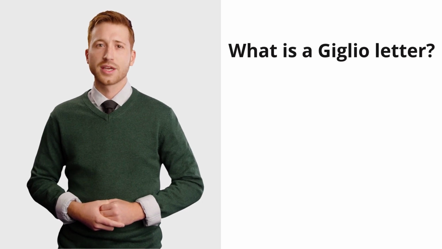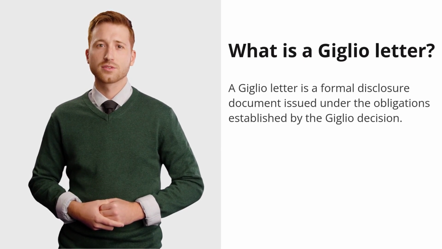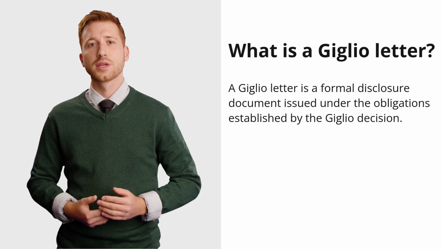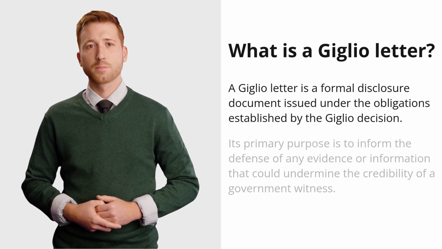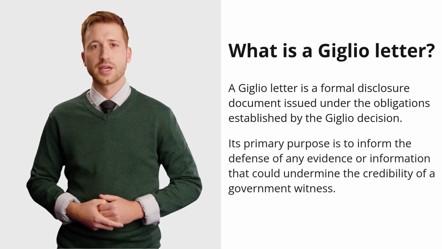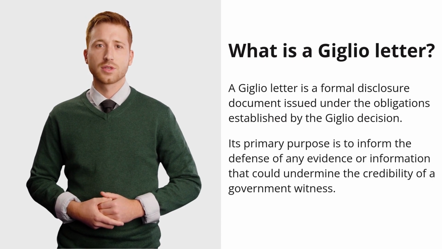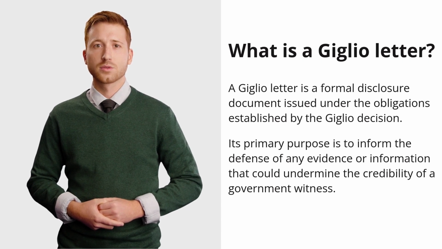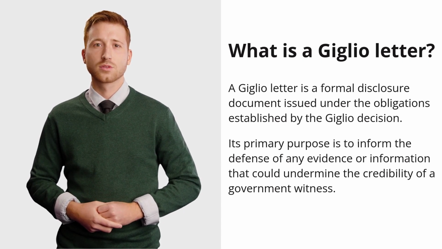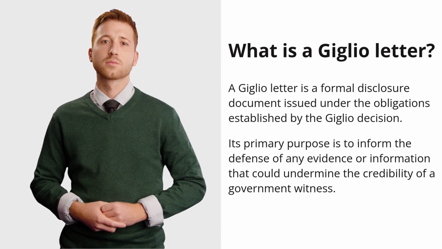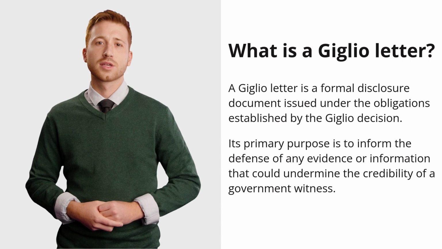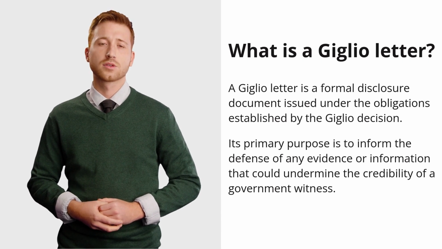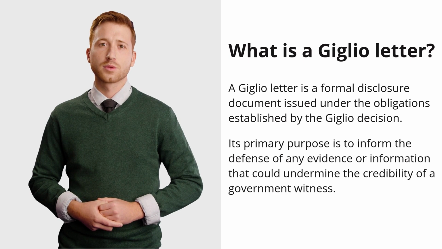What is a Giglio Letter? A Giglio Letter is a formal disclosure document issued under the obligations established by the Giglio decision. Its primary purpose is to inform the defense of any evidence or information that could undermine the credibility of a government witness. This includes details such as undisclosed promises, biases, or prior instances of misconduct that may call into question the reliability of the witness's testimony.